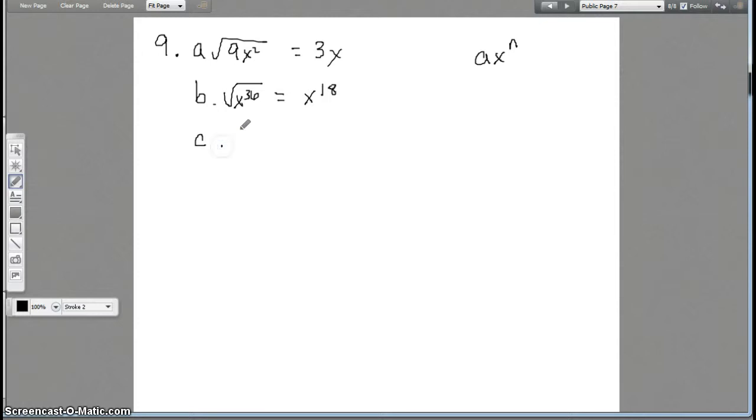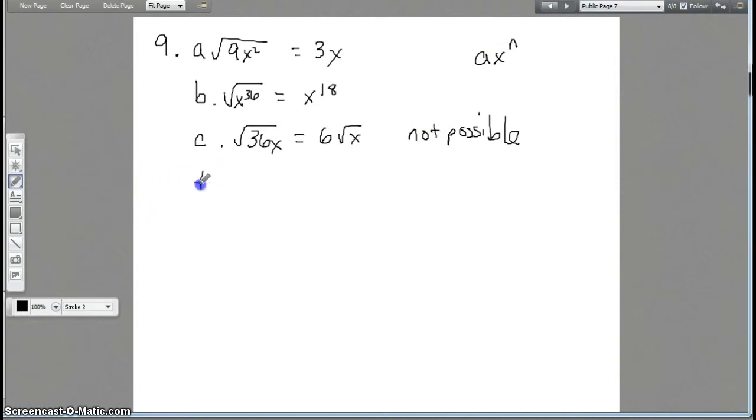Okay, part C, we have the square root of 36x. Well, we can take the 36 out of the square root. The square root of 36 is 6. And then x is still stuck in the square root. That means we cannot write this as a monomial. This is not possible, because x to the 1/2, or square root of x, is not monomial form. We have to have x to an integral power.